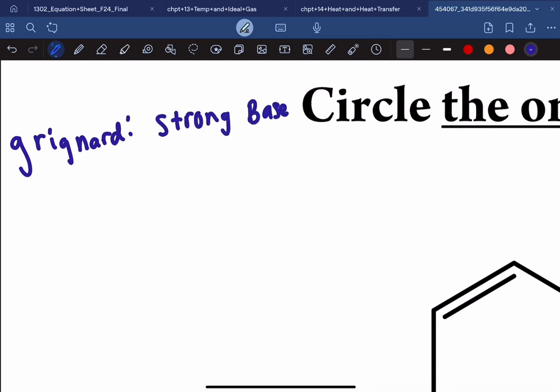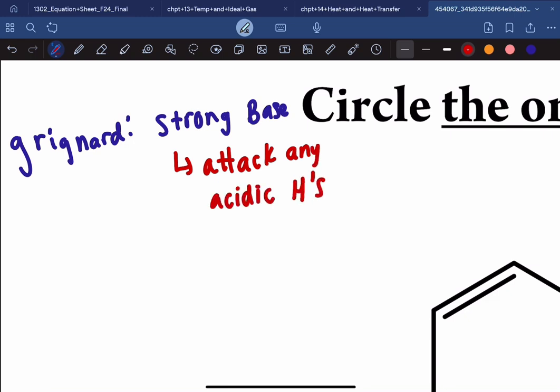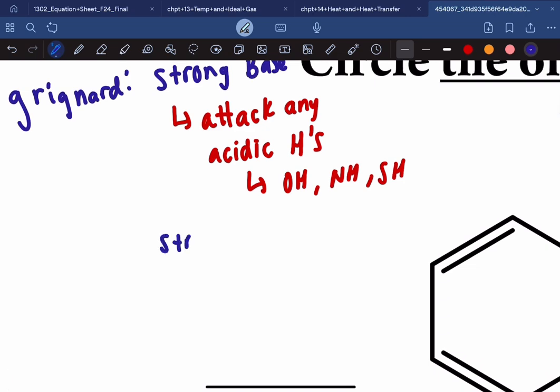right? Meaning what? Strong base, so it's going to attack any acidic, and it's important, they're acidic hydrogens. That could be like OH, NH, SH. And yeah, that'll be like the extent that you see. And then Grignard is also a very, very strong nucleophile. And what do strong nucleophiles generally attack?